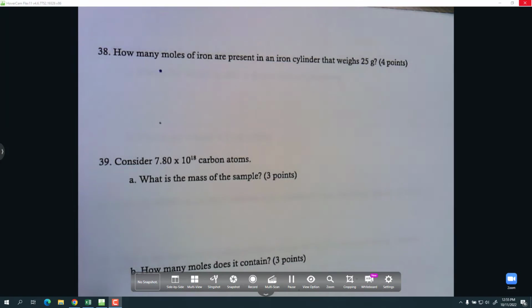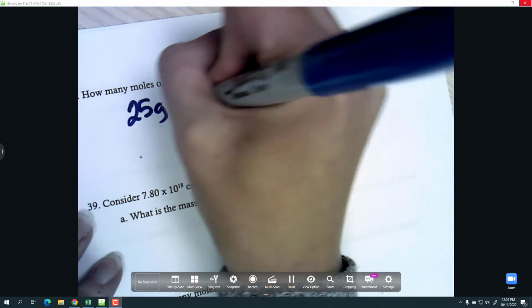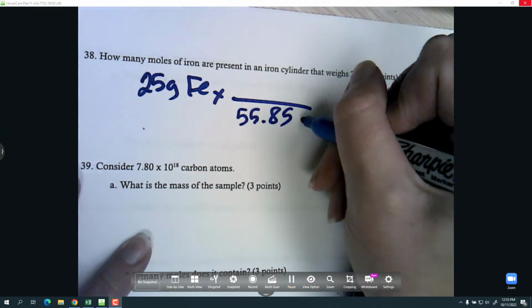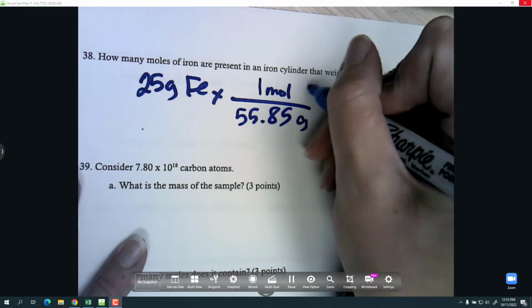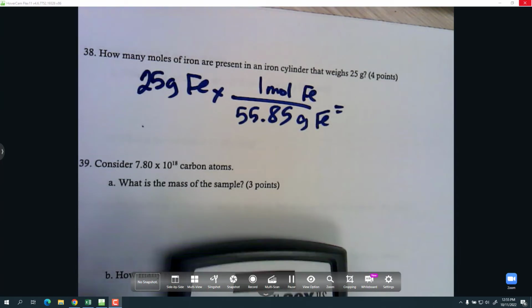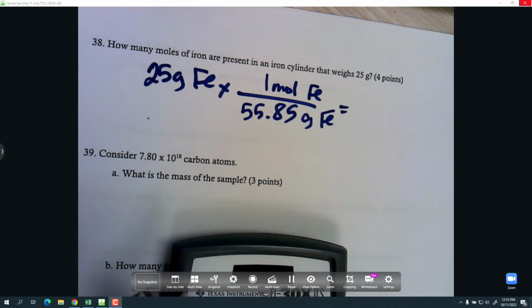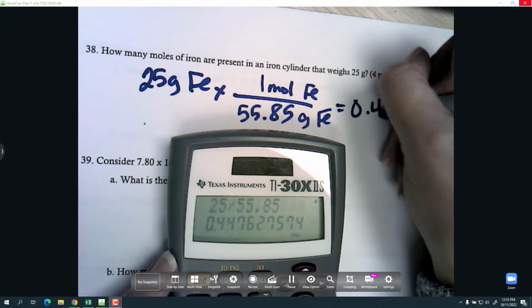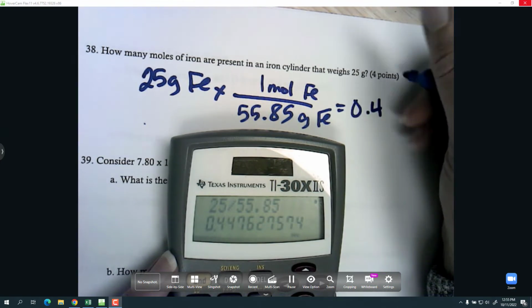How many moles of iron are present in an iron cylinder that weighs 25 grams? All right, so this is 25 grams of just iron. So just the iron, molar mass of just iron. Feels easy after the last one, right? When it's just one element, it's simpler. When it's a compound, it's a little more complicated, and the questions I can ask can be a little more complicated. All right, I should have 2 sig figs, so 0.45.